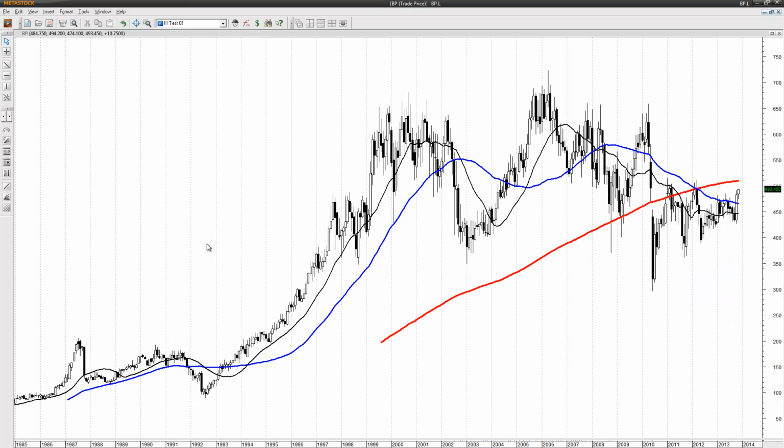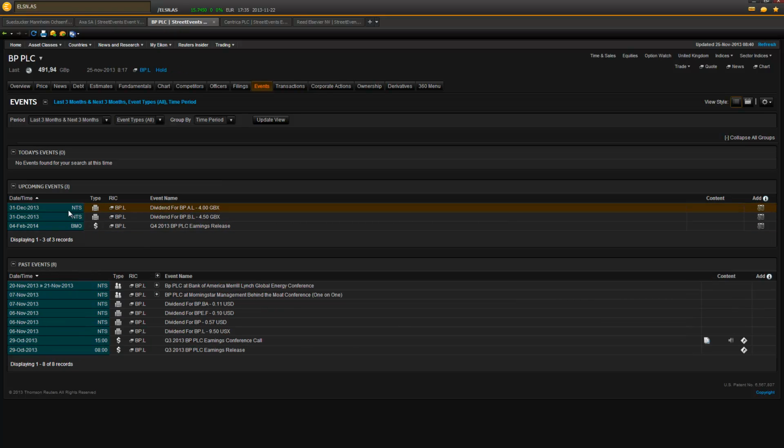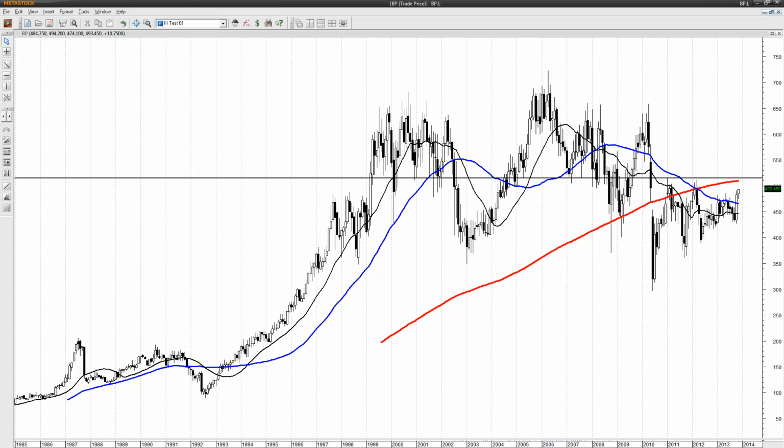BP, British Petroleum, I use those two peaks that are almost at the same level. The high is at 514 pounds, or 514 pennies. That's the level I'm going to use for my short sell limit order. Check if BP has any earnings coming up. No earnings for BP.